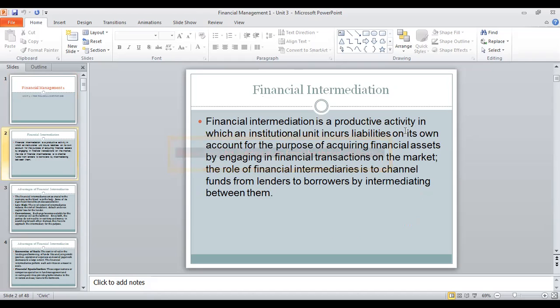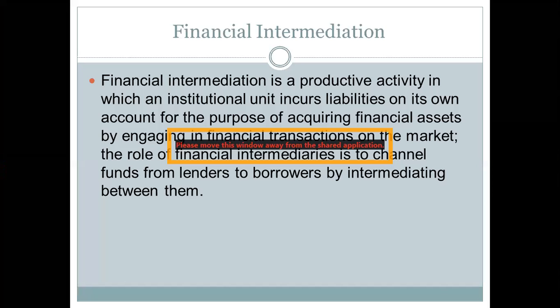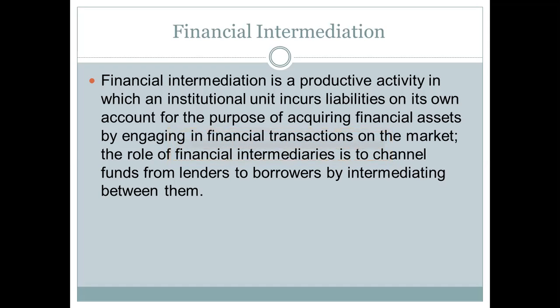So the unit is the financial institutions. Now look at financial intermediation. Financial intermediation is a productive activity in which an institutional unit incurs liabilities on its own account for the purpose of acquiring financial assets by engaging in financial transactions on the market.